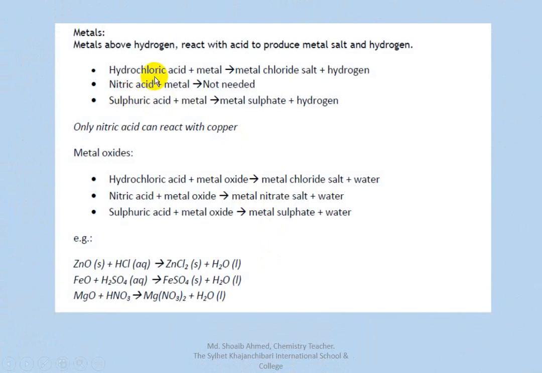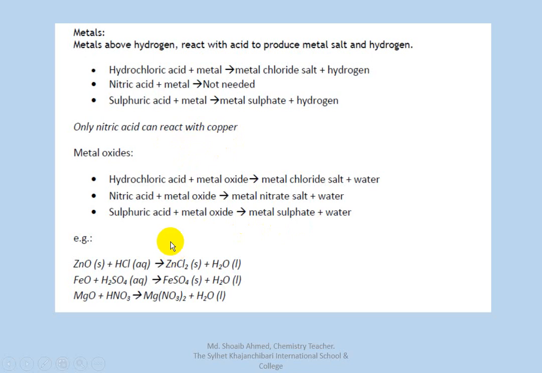Okay, metals above hydrogen react with acid to produce metal salt and hydrogen. Hydrochloric acid and metal form metal chloride salt and hydrogen. Nitric acid and metal is not needed here. Sulfuric acid and metal form metal sulfate and hydrogen. Only nitric acid can react with copper.